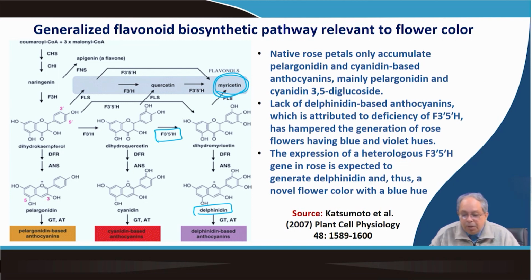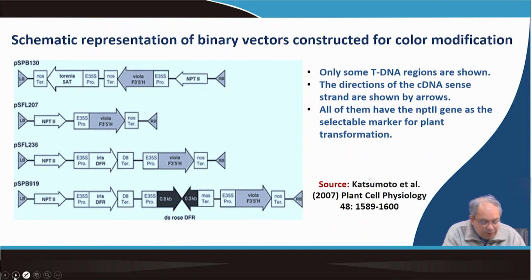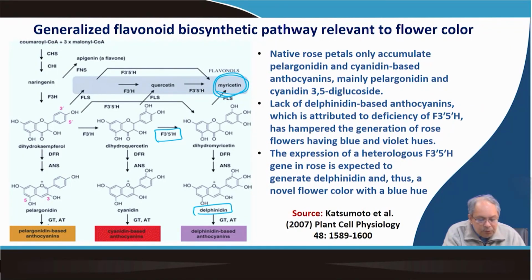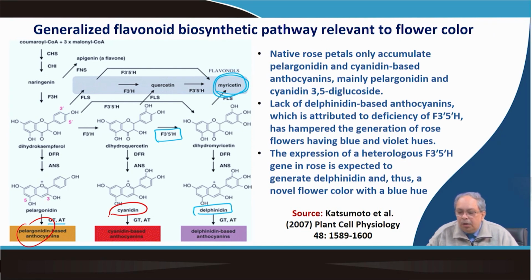Native rose only accumulates pelargonidin and cyanidin based anthocyanins. Delphinidin based anthocyanins are absent, because normal rose is deficient in F3'5'H, that is, if it is there at all, it is non-functional. So, it is important that F3'5'H be taken from a heterologous source and expressed, so that dihydroquercetin, which is a common one, can be used.